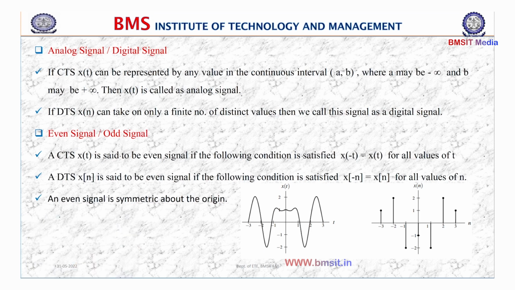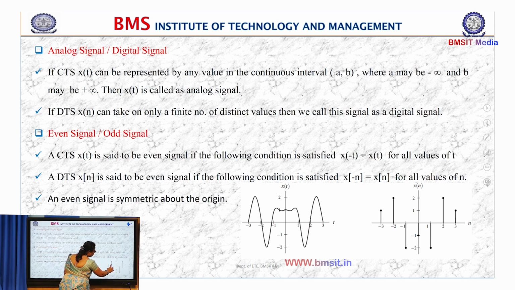At -2, I have a sample of amplitude 2. Again at 2 also I have a sample of amplitude 2. So these two samples are the same. So x of -3 and x of 3 are the same. When such a condition is satisfied, these signals are called even signals. Looking at these two waveforms, we can conclude that all even signals are symmetric with respect to the origin.